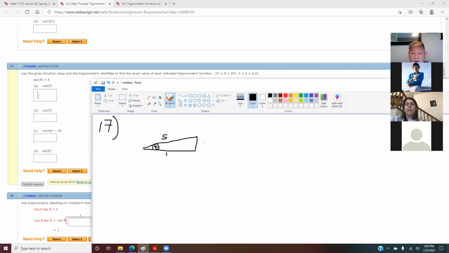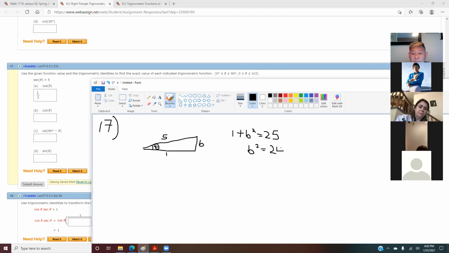You have to use the Pythagorean theorem to do this. I'll just call the unknown side b. So a squared, which is 1, plus b squared equals c squared, and c squared is 25, which is the same thing as 5 squared. Then you solve for b. I subtract 1, so this is 24, and then you take the square root. So b is the square root of 24, but you have to reduce this square root.